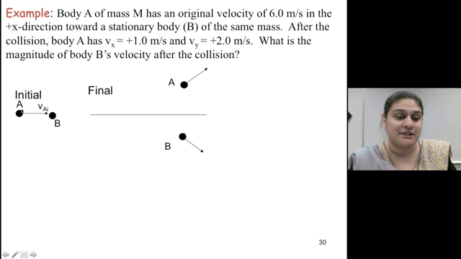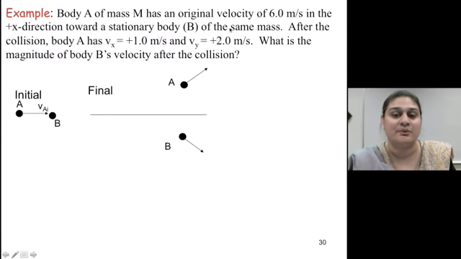So the initial condition is that A comes and strikes B, and it's calling it the positive x direction. So in this case, the positive x direction will be this way. And for the final situation, what it's telling us is that it has a positive x direction and a positive y direction.